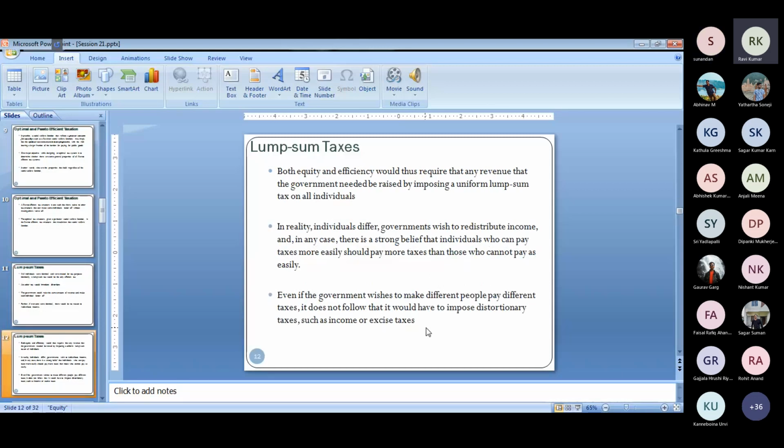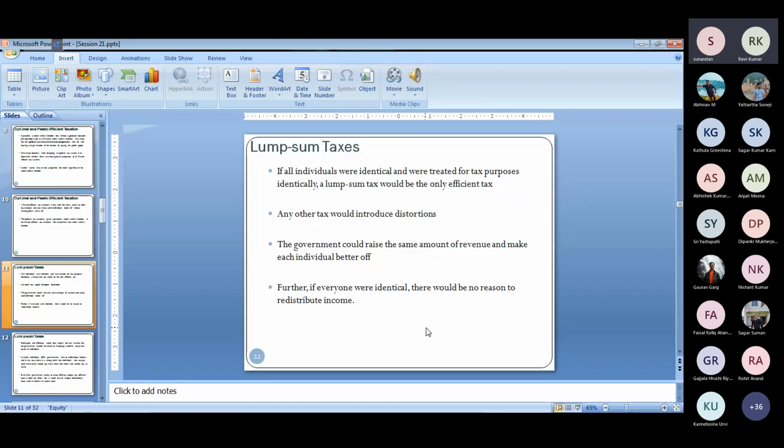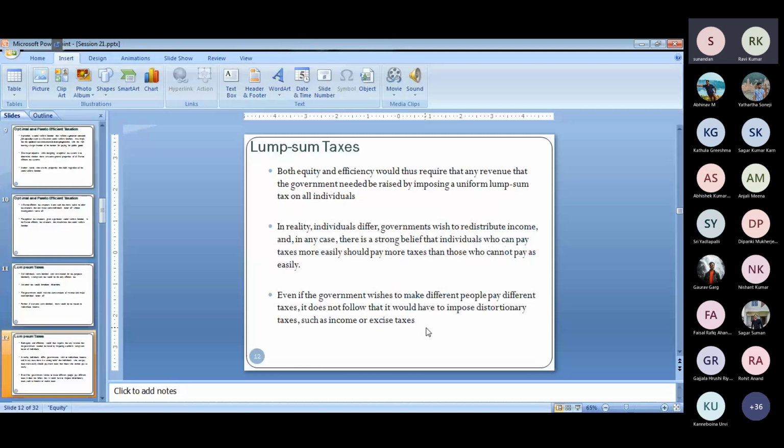Now, any other tax other than lump sum will generate some distortion. So the government could raise the same amount of revenue with the lump sum tax and still make each of the individuals who are taxed better off. Now there is this triviality that if all individuals in the society are alike, then also you do not require redistribution of income. This is a triviality. So if I do not require redistribution in income, we can achieve both equity and efficiency by imposing a uniform lump sum tax.